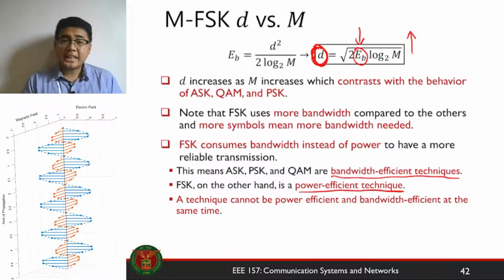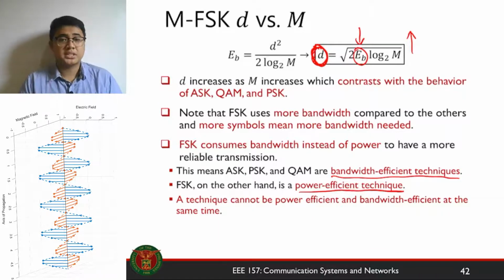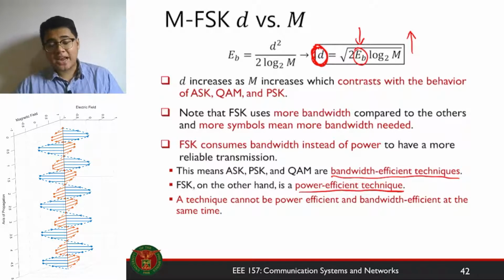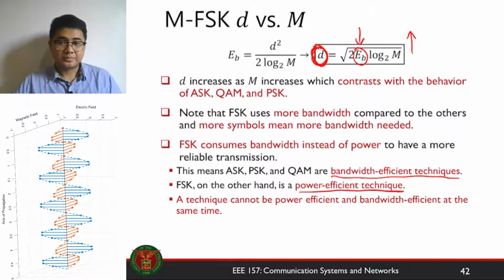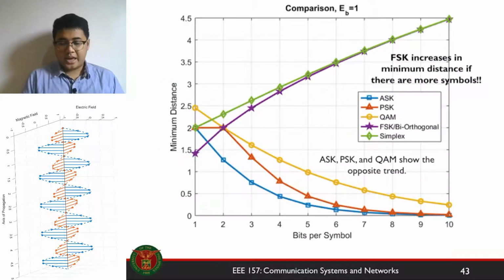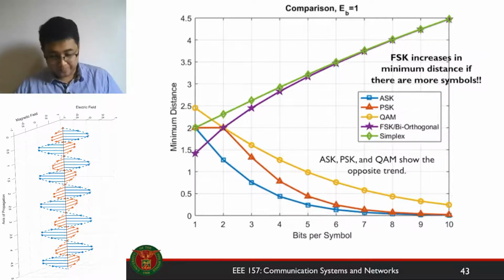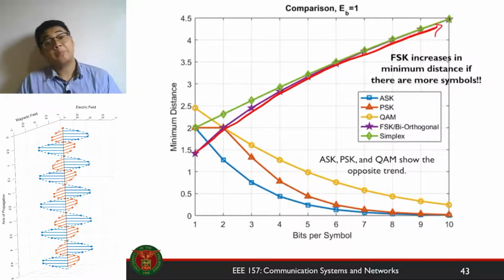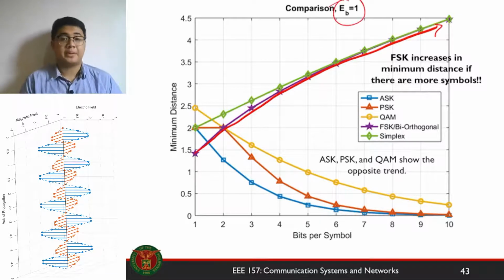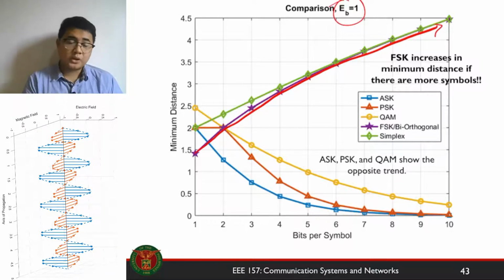And this is an inherent trade-off found in digital modulation, or digital communication systems rather. You can also find this in an analog communication system, where your power efficiency has a trade-off with your bandwidth efficiency. Okay? And just to compare between ASK, PSK, QAM, and your FSK, as you can see, your FSK increases in reliability as you increase the number of bits per symbol for a constant energy per bit. Okay, so FSK is preferred when you want to be efficient in power.